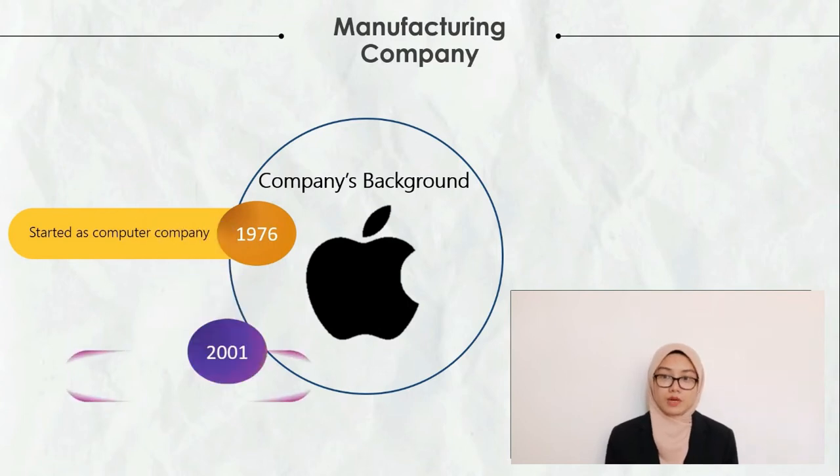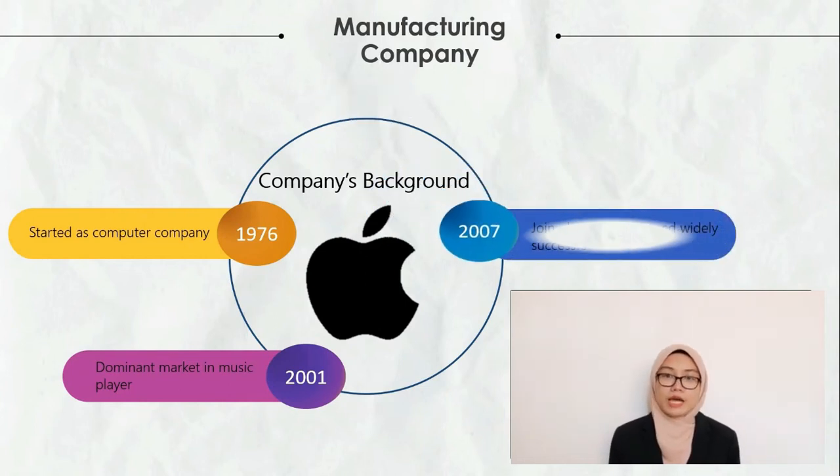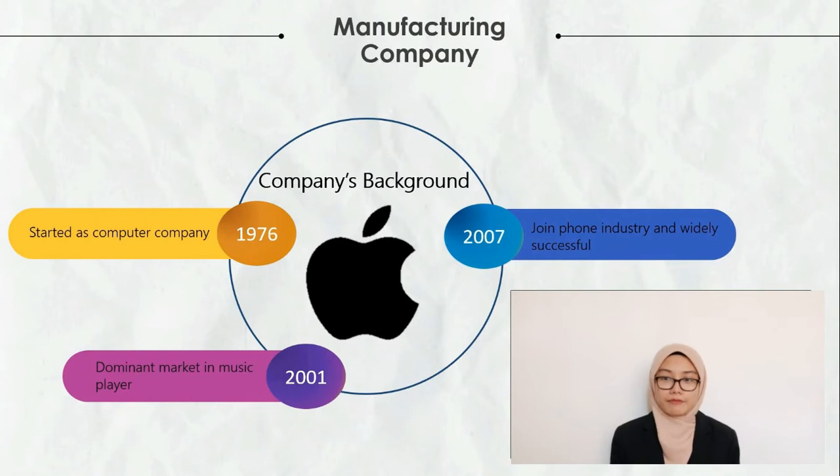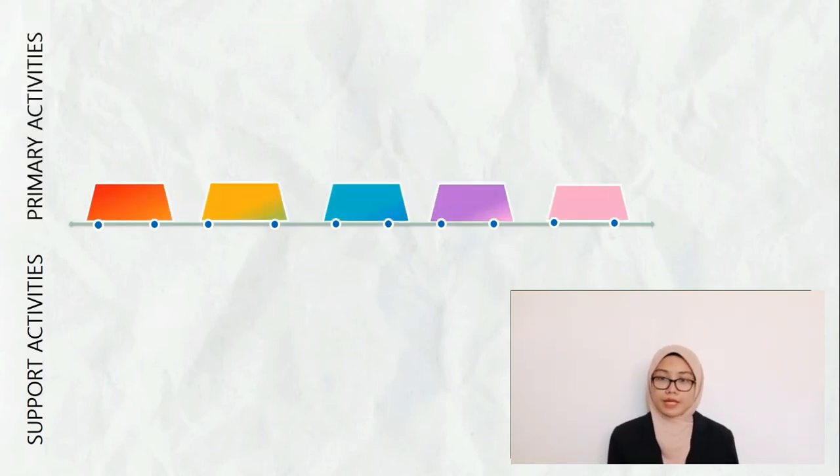In 2001, Apple broke the barrier with iPod and eventually became the dominant market leader in music players. In 2007, Apple joined the phone industry with iPhone, which also has been widely successful. So next, we will look at the value chain analysis for Apple Incorporation. First, we will go through the primary activities.